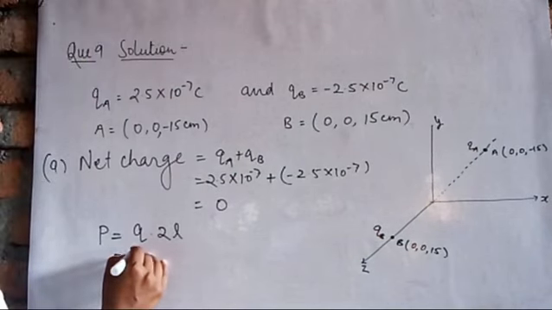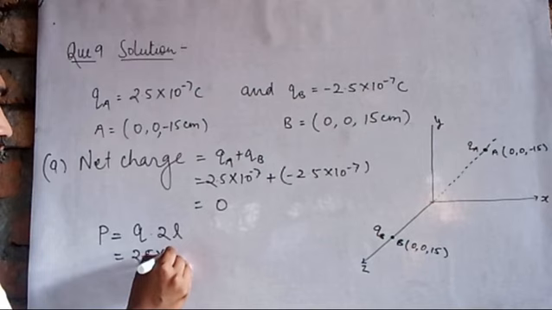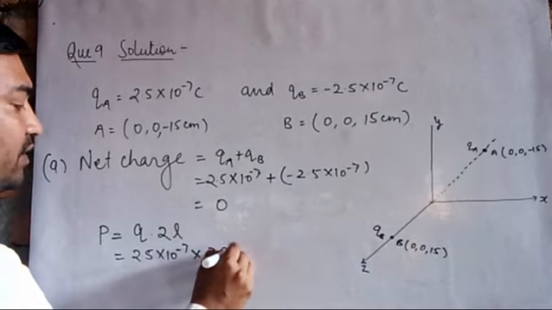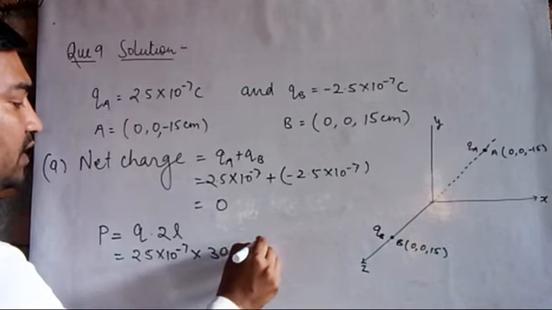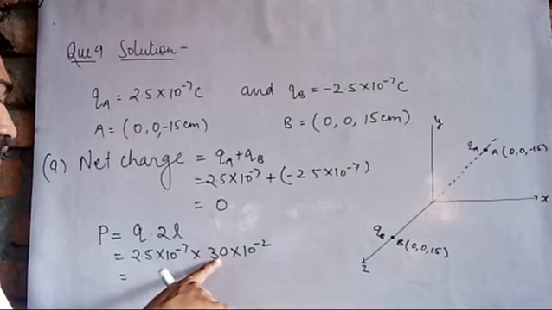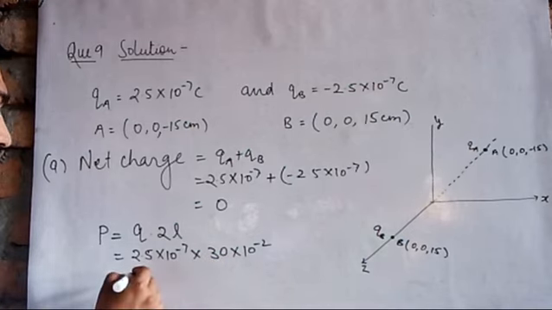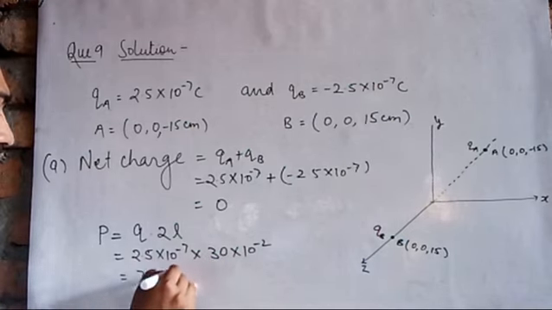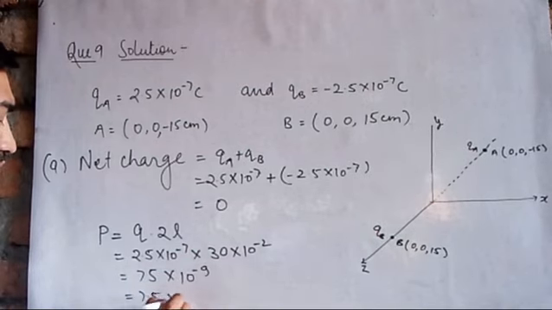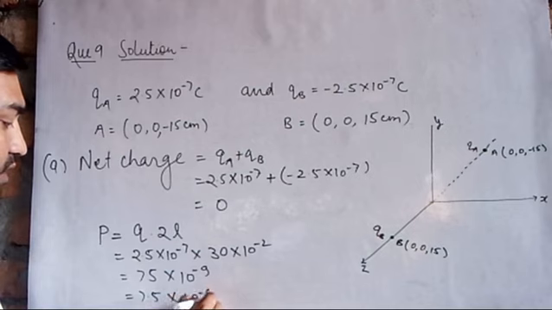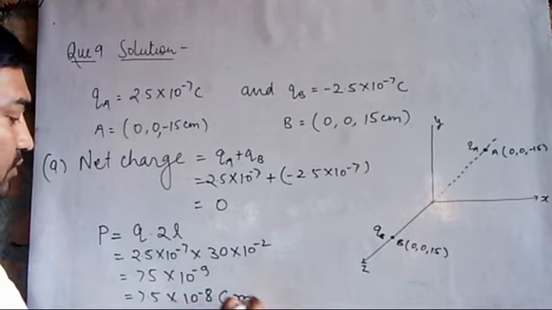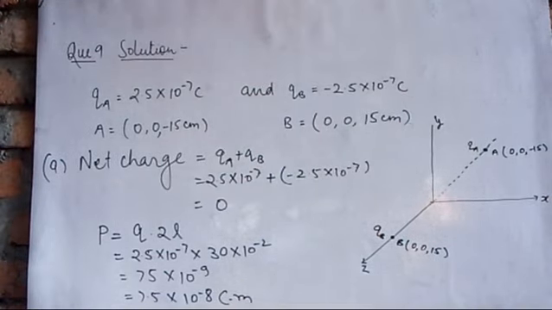Q is equal to 2.5 into 10 to the power minus 7, and 2L is equal to 30 centimeter. Now it's converted into meter by multiplying by 10 to the power minus 2, and we get 30 into 2.5, 75 into 10 to the power minus 9, or 7.5 into 10 to the power minus 8 coulomb meter.